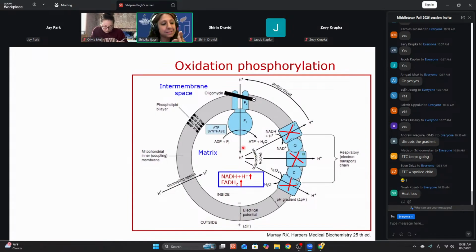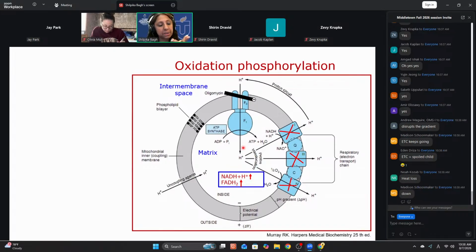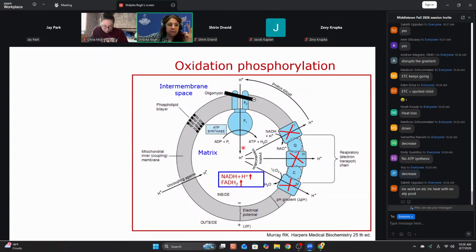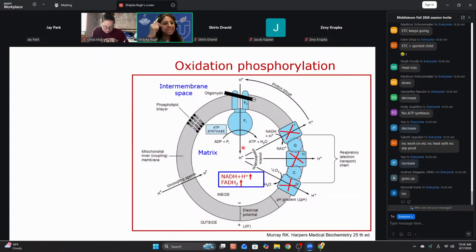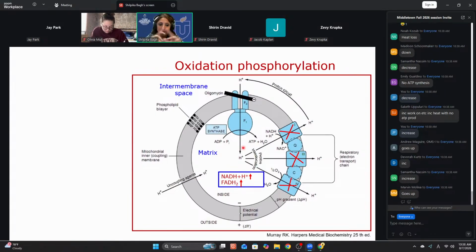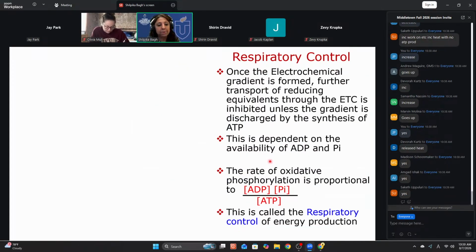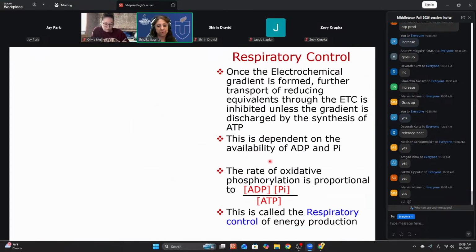What is happening to ATP synthesis with uncouplers? Increase or decrease? Down. ETC keeps going on and on like a spoiled child, and oxygen consumption keeps on increasing. And since you're not trapping the heat in the form of ATP, are uncouplers hyperthermic? Yes. So please know uncouplers dissociate oxidation from phosphorylation.